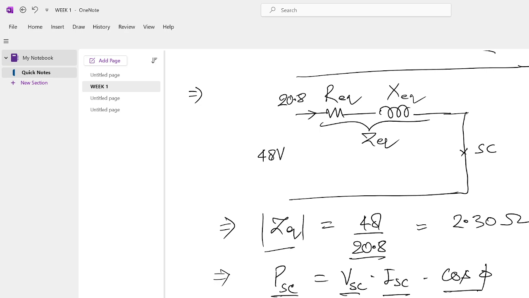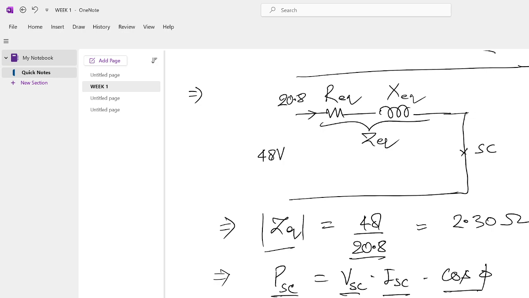From here we will get the cos phi value. Here we have tan phi as X by R, the series resistance. So cos phi is cos of tan inverse X upon R. Tell me the value of cos phi. I want the value of X and R, but first try to calculate cos phi.